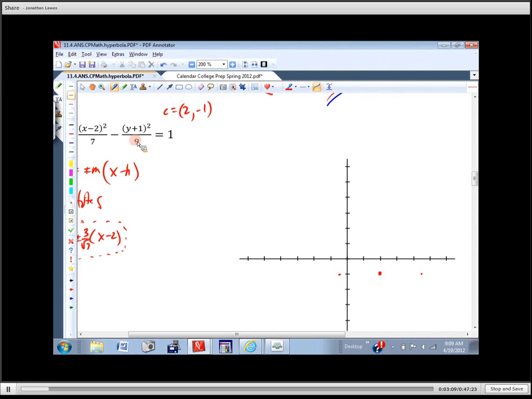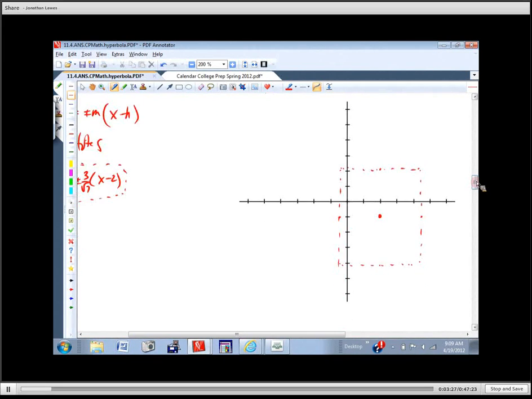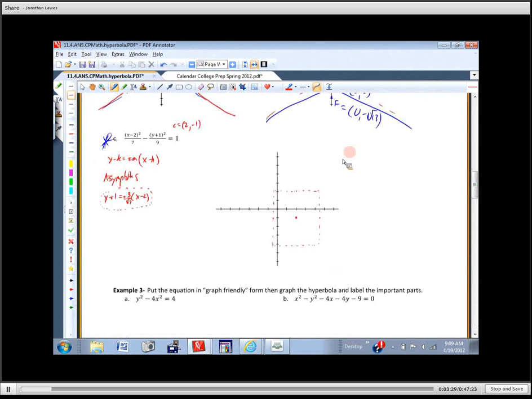In the y direction? 3. 1, 2, 3. So we're right here. And 1, 2, 3. So we're right there. And then we're going to draw the fundamental rectangle. It's not part of the graph, but it'll help us get the right shape. So let me make this smaller. So I'm going to draw the asymptote in here.